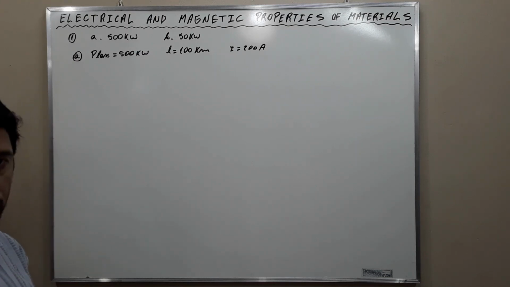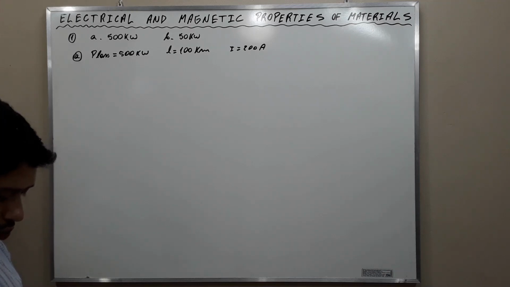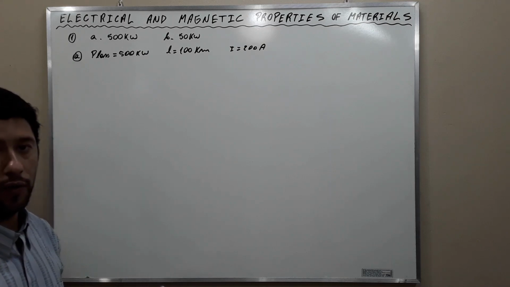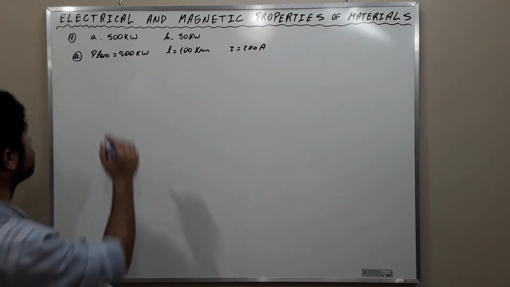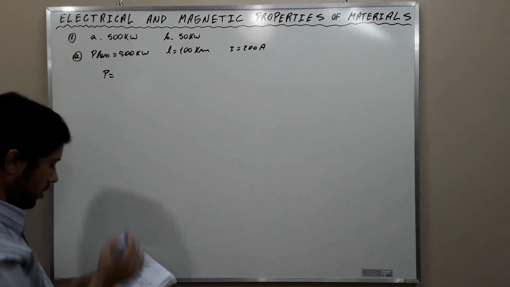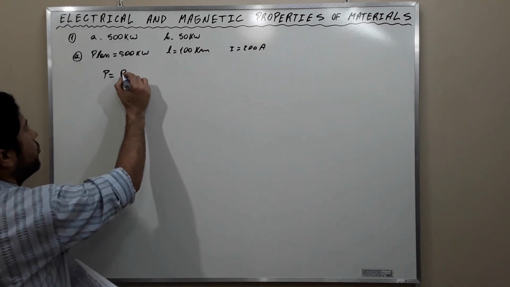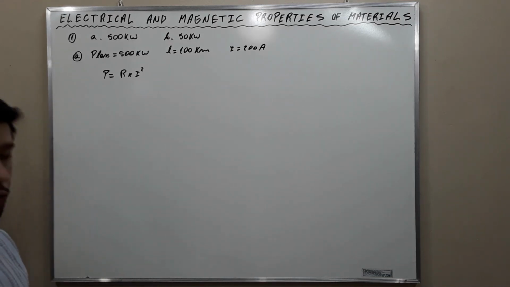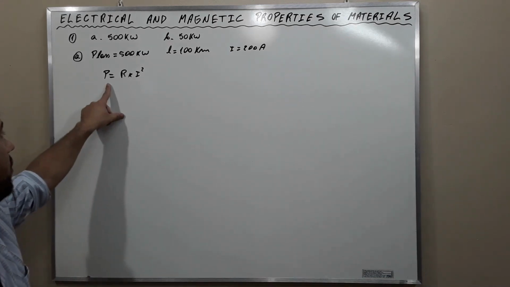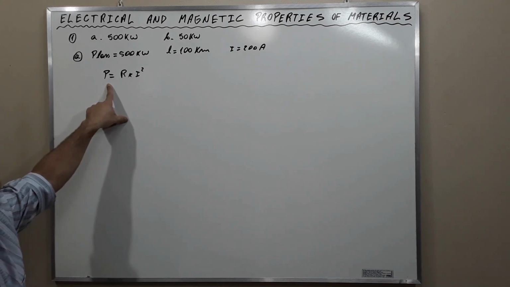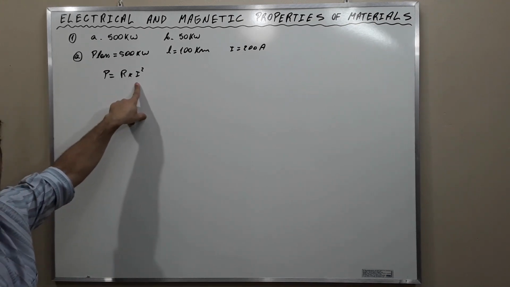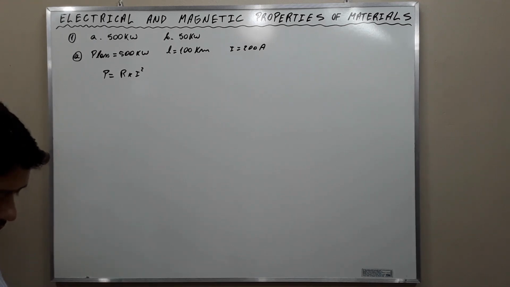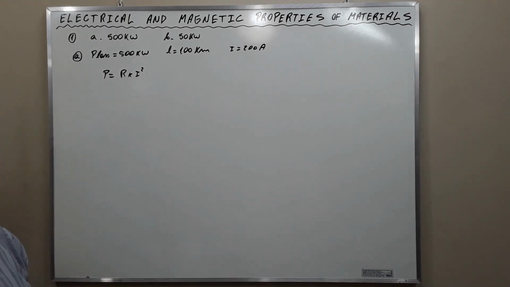To design such a transmission cable, we need to work on its resistance. Okay, let's calculate the resistance of the cable. Power is equal to resistance times current squared. This we know. This is the amount of power that will be lost as a function of the current. And using this expression, we can calculate the resistance of the cable.